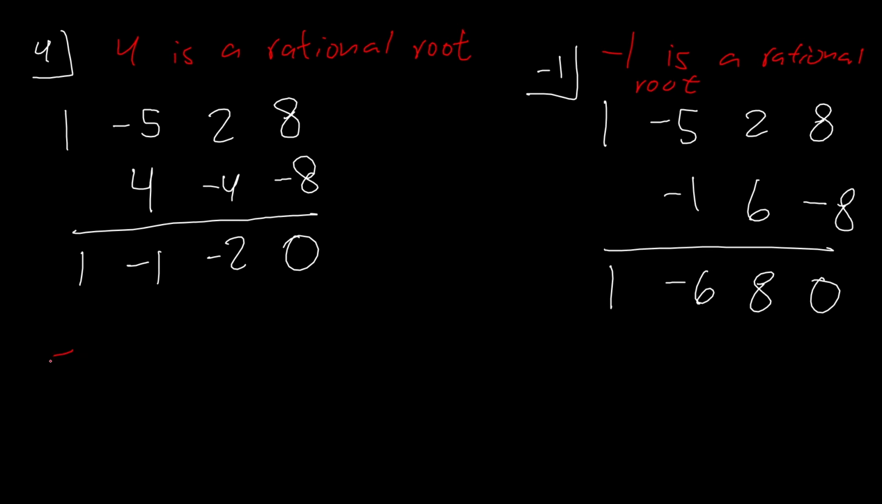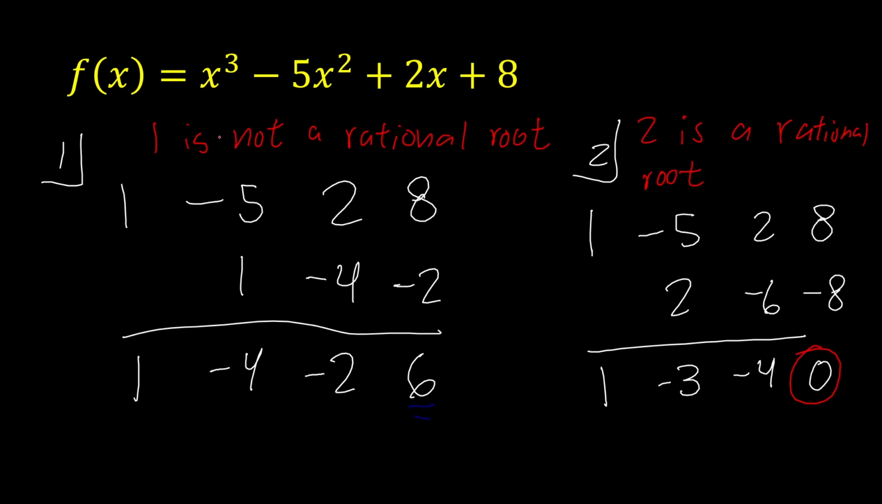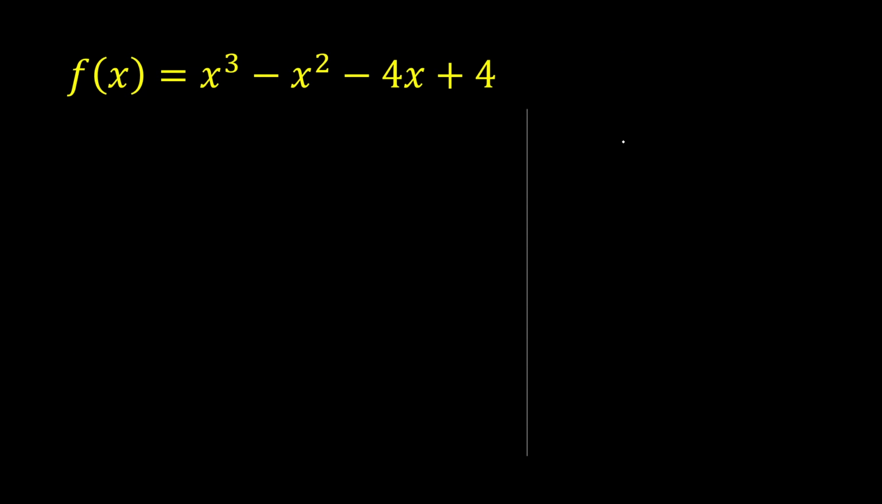So positive 2, positive 4, and negative 1. These are our rational roots of this polynomial function. Okay, so to recap, let's take on another example.